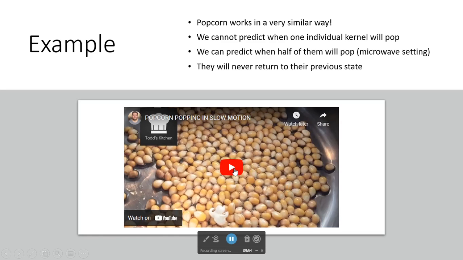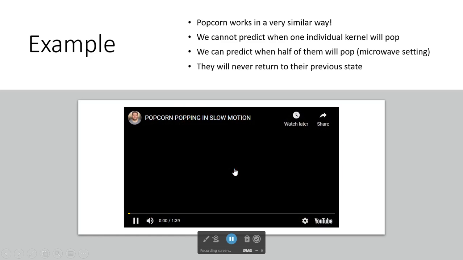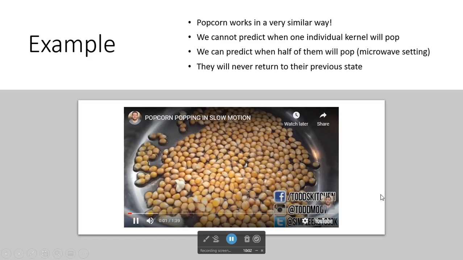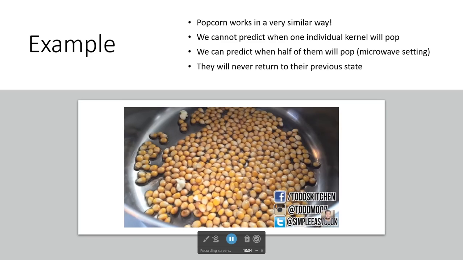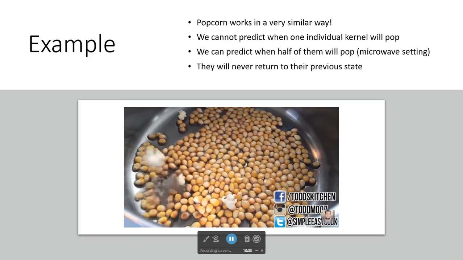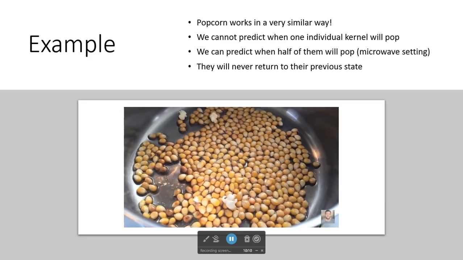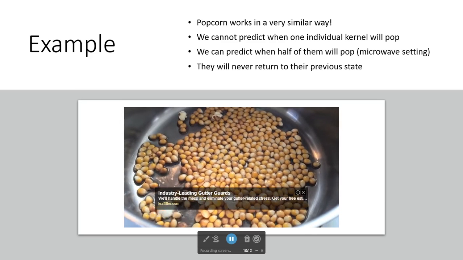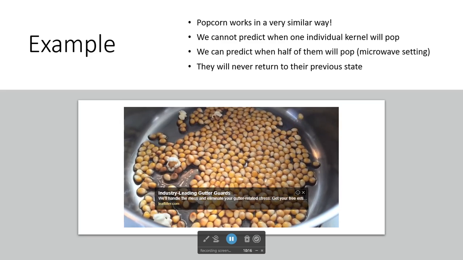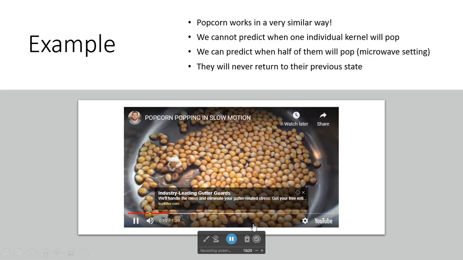As you're watching it, try to pick out which kernel you think is going to pop. Okay, so there's our first kernel, there's our second kernel. And likely you didn't choose the kernel that popped first. But if we were to watch this video for a certain amount of time, and obviously it's in slow motion, we would be able to predict when about half of those popcorn kernels have popped.